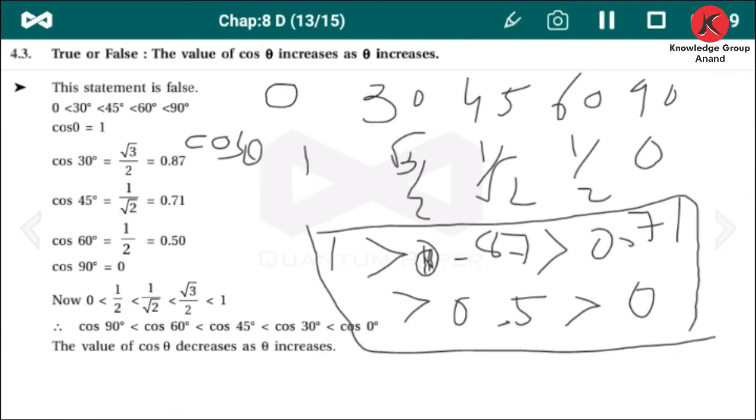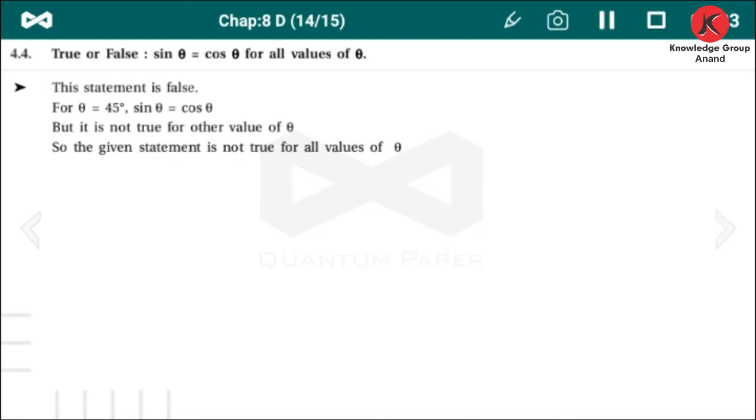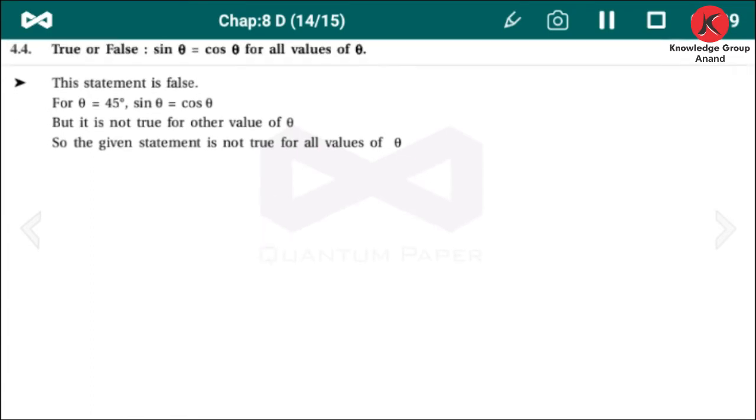Now number 4, true or false? Sin theta is equal to cos theta for all values of theta. This statement is false. Why? Because we take theta equal to 30.